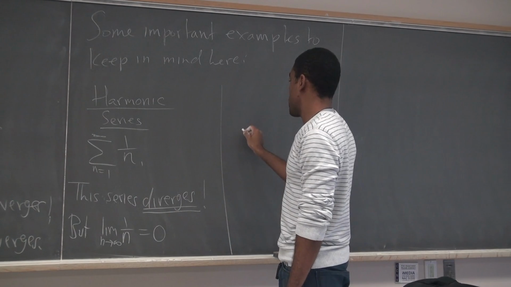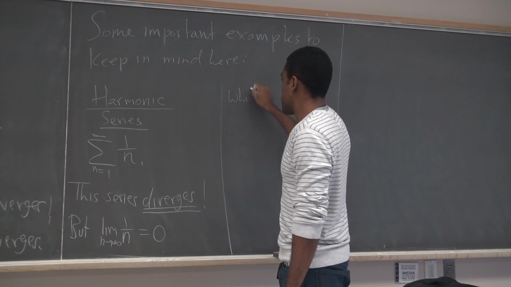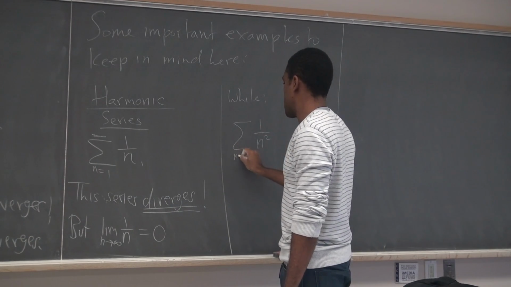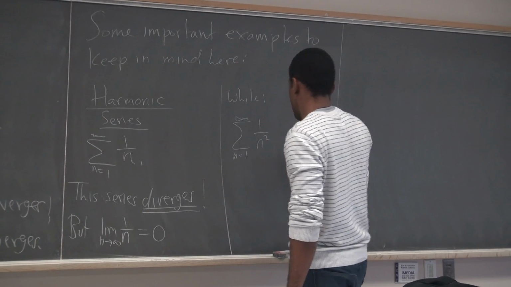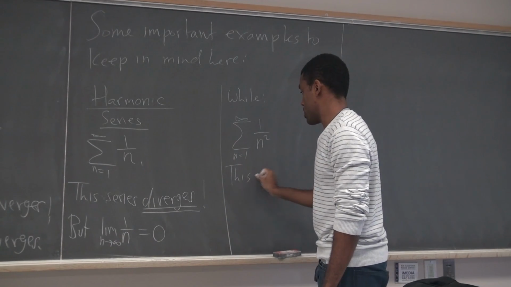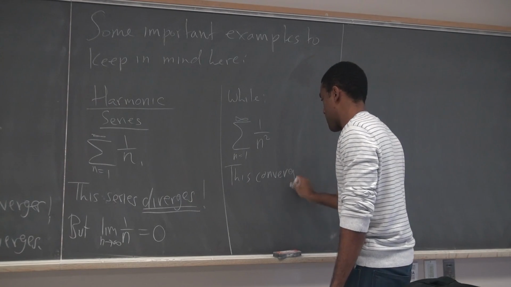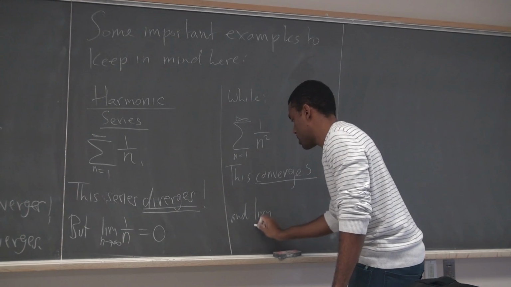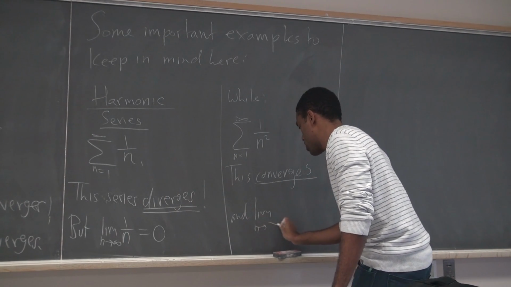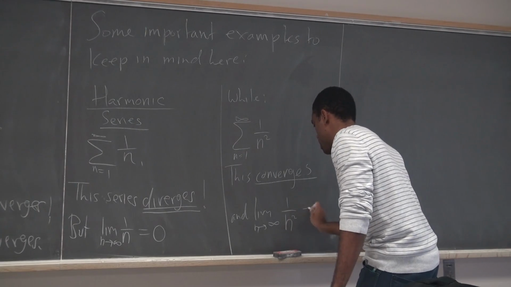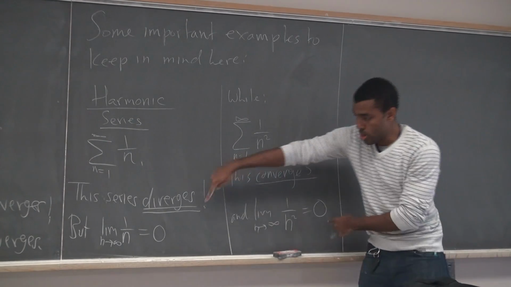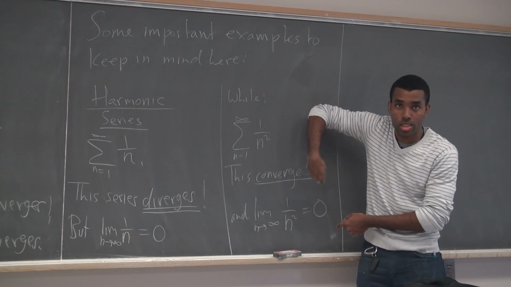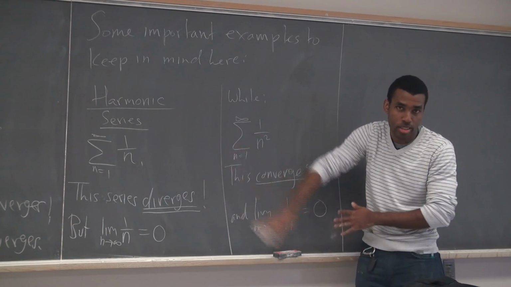There's another series, while if I look at 1 over n squared from 1 to infinity, this series converges. And the limit as n goes to infinity of 1 over n squared equals 0. So there are cases when you get 0, but it can actually tell you nothing. It's possible for it to diverge as well as converge. So if the limit is 0, there's no information. You have to do something else.